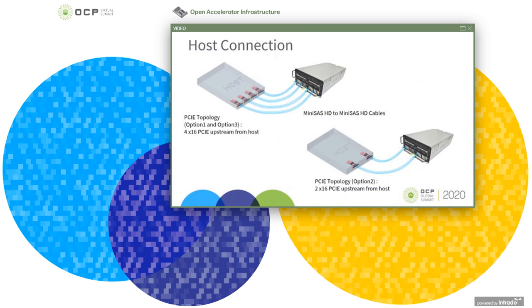This shows host and OAI system connection. We use mini-SAS HD cables to connect host retimer cards to bridge boards inside the OAI system. 4 pairs of mini-SAS HD cables in topology 1 and topology 3. 2 pairs of the mini-SAS HD cables in topology 2. Topology 2 is the configuration used for the BERT AI training workload live demo. You can see the live demo result from the virtual OAI experience lab.